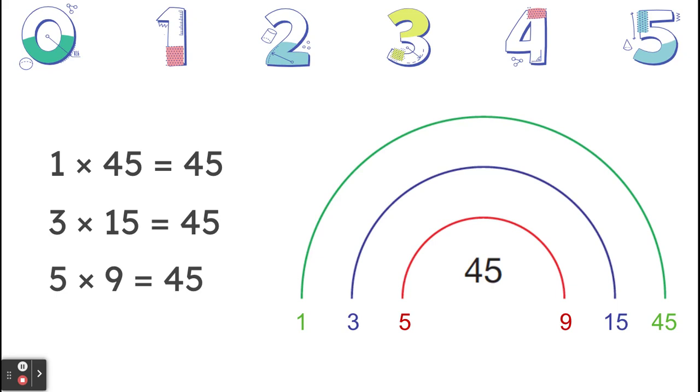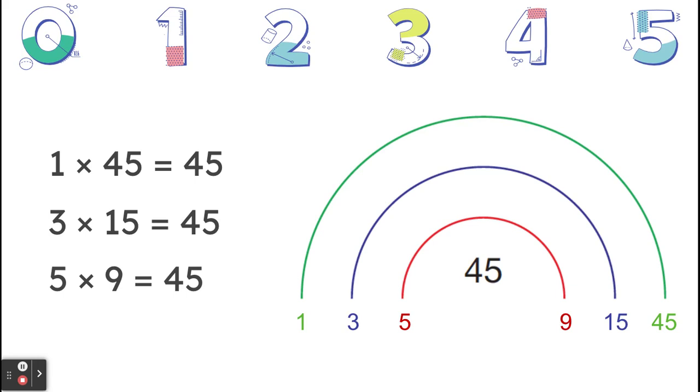I'll try 6. I'll use my calculator. I get a decimal number, not a whole number, so I know 6 is not a factor. I'll try 7 and 8, also not factors. And then we get to 9, which is already part of the factor pair with 5. So that's how we know we've come to the end.